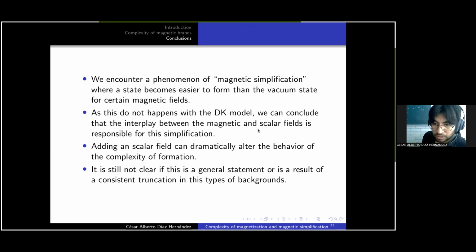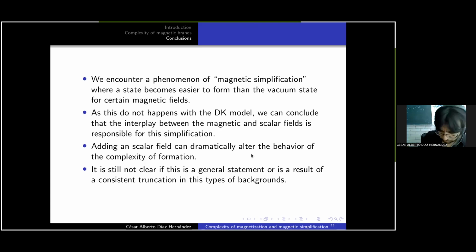This does not happen with the Einstein-Maxwell model, the model with only the magnetic field. So the interplay between this gauge field, this magnetic field, and the scalar field seems to be responsible for this simplification. It's not only the magnetic field, but you also need these scalar fields.